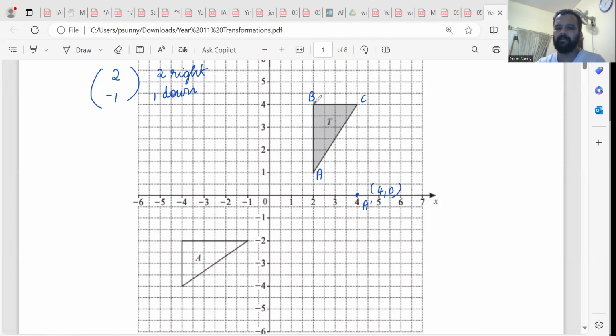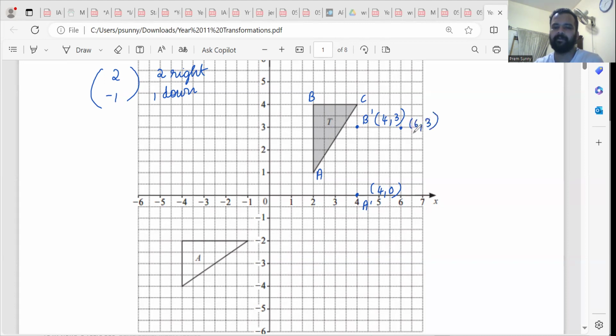Now B, so from B, I need to move again 2 towards right and 1 down. So 1, 2, 2 towards right and 1 down. So that means this is my B dash. B dash will be 4, 3. Now finally C. C also we need to move 2 towards right and 1 down. So 1, 2, 2 towards right and 1 down. So this is 6, 3.